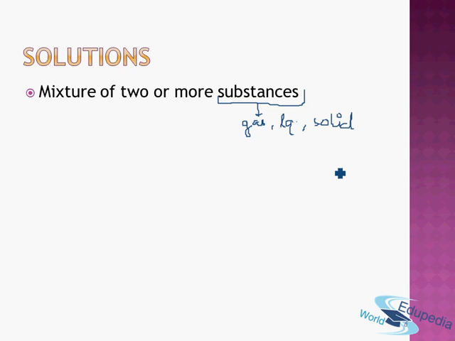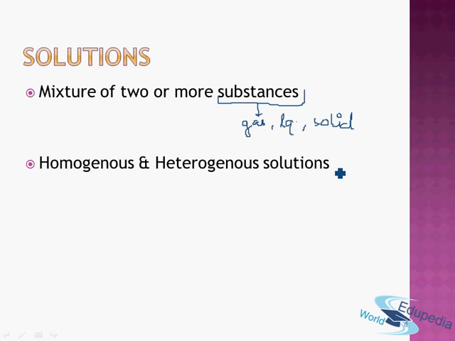The only thing is we are now going to classify solutions into homogeneous and heterogeneous solutions. For now we'll only focus upon homogeneous solutions. We do not know what heterogeneous solutions are and we do not care about them. So what is a homogeneous solution? A homogeneous solution is a solution whose composition is uniform throughout the container.